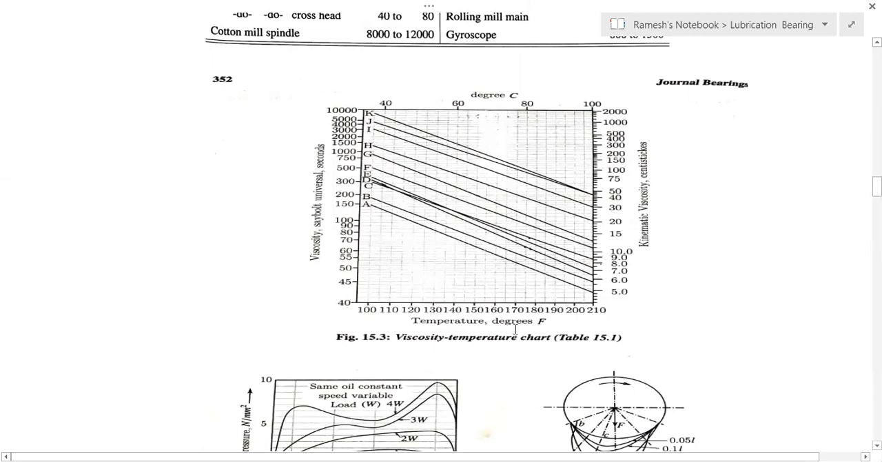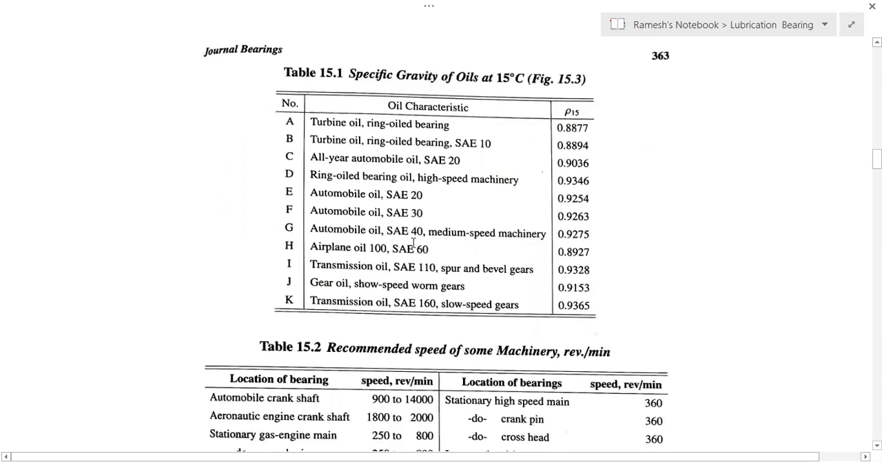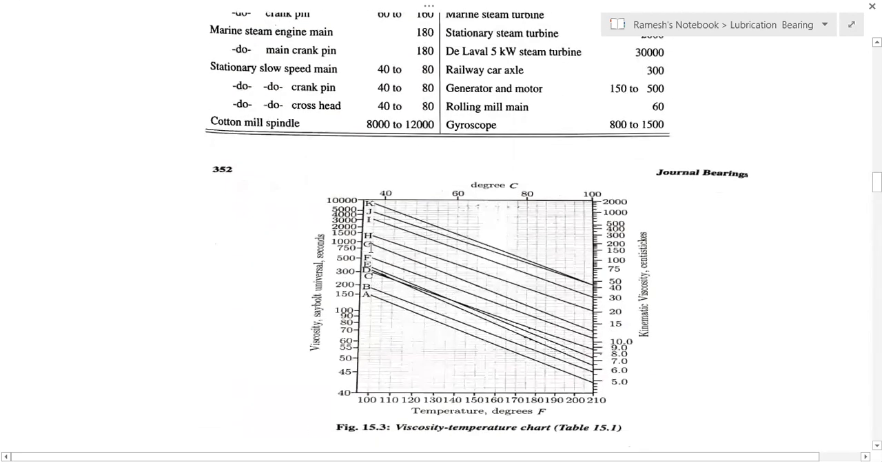If you see the x-axis, whatever the temperature is there, it is in Fahrenheit, and on the top it is in degrees Celsius. That is the operating temperature. In the given problem, the operating temperature is 70°C. The number we referred to is G, which means you have to see the G inclined line. This is the G inclined line, and the temperature is 70.